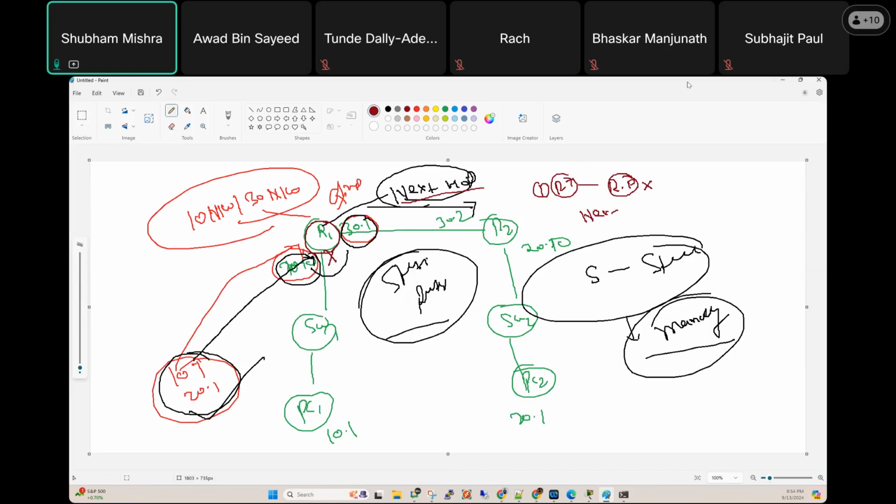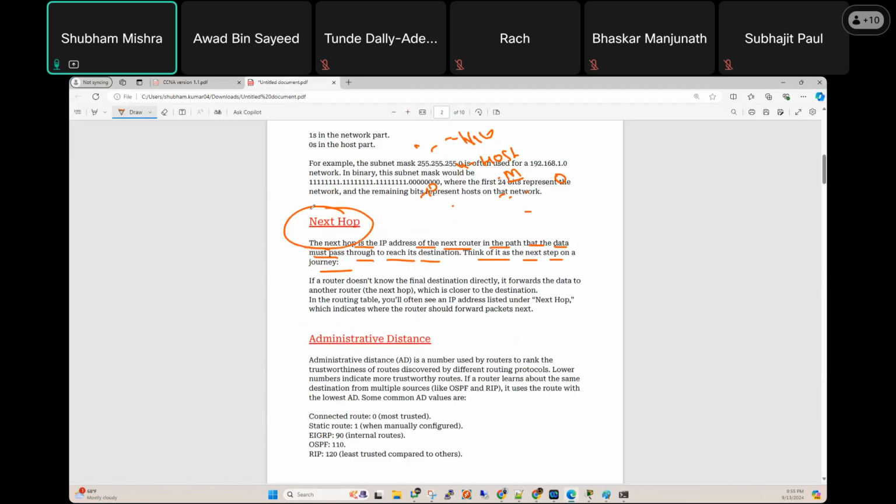There are multiple ways by which you can provide the next hop to the router. Either you can provide it statically or dynamically. If you are running a routing protocol, it means you provide the next hop to the router dynamically. If you are not running any dynamic protocol, you can provide the next hop statically. That is called a static route. So that is the meaning of next hop. Does anyone not understand next hop?